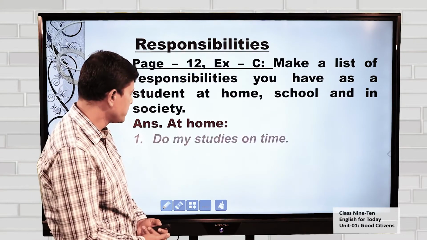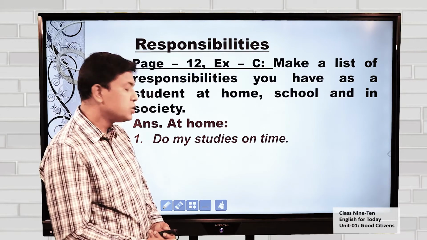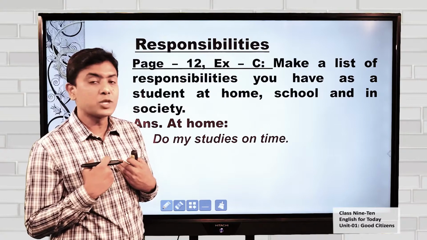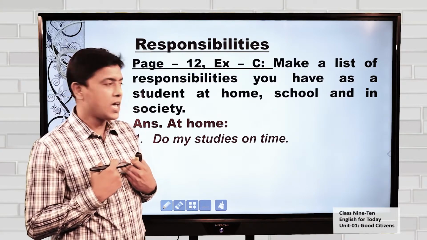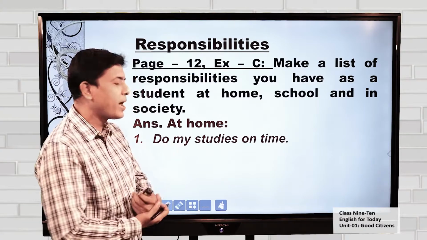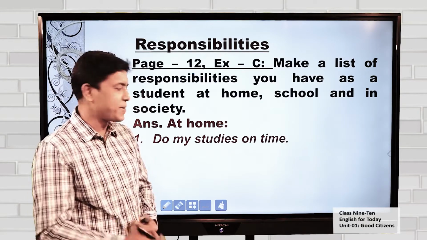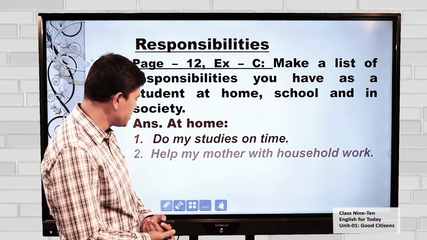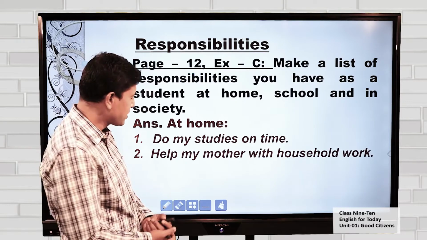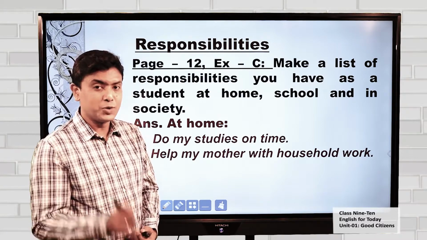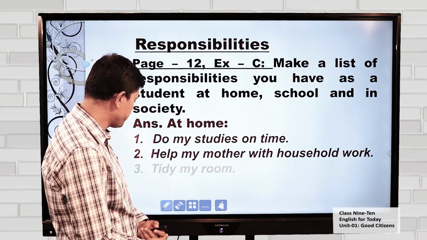The first one, at home. What should we do? First of all, I think do my homework on time. If I am at home, if I am a student, I should do what? Do my studies on time. So you should also do your studies on time. So what else should I do as a student at my home? Help my mother with household work. You should do it. It is your responsibility.